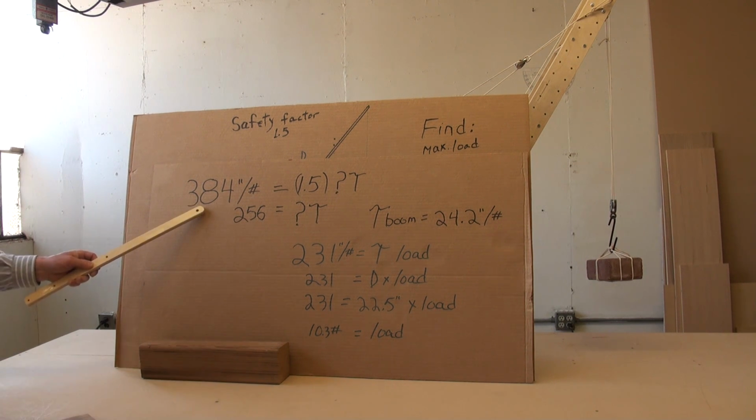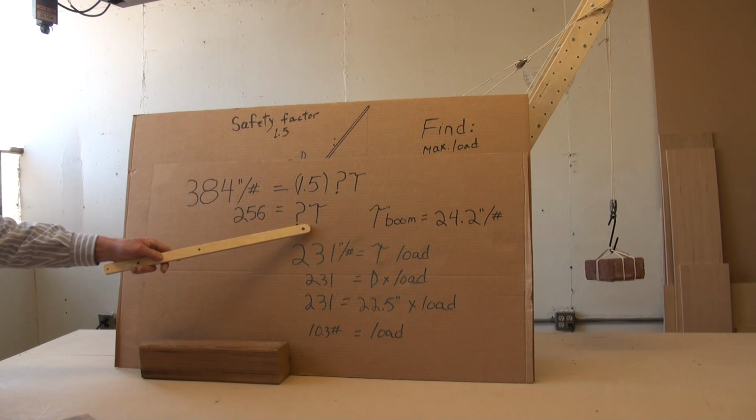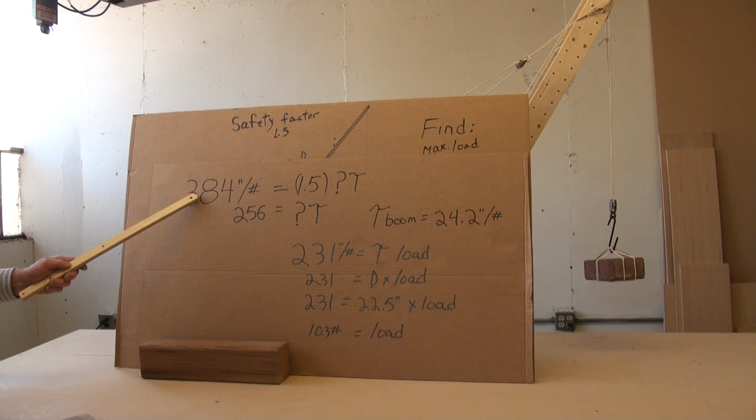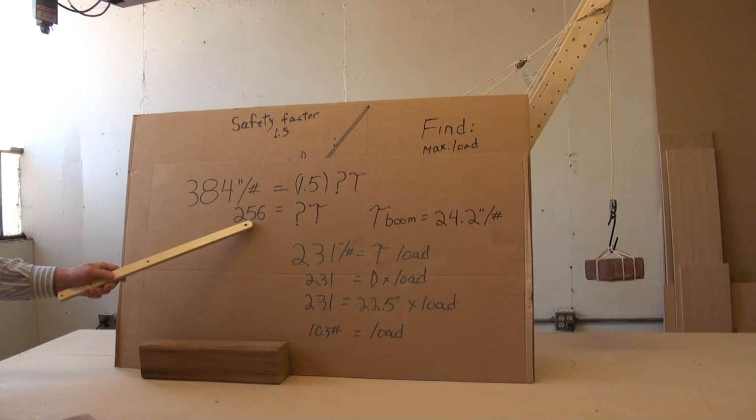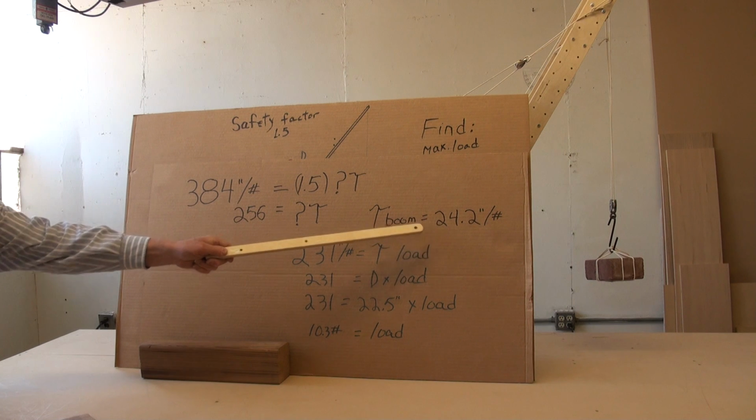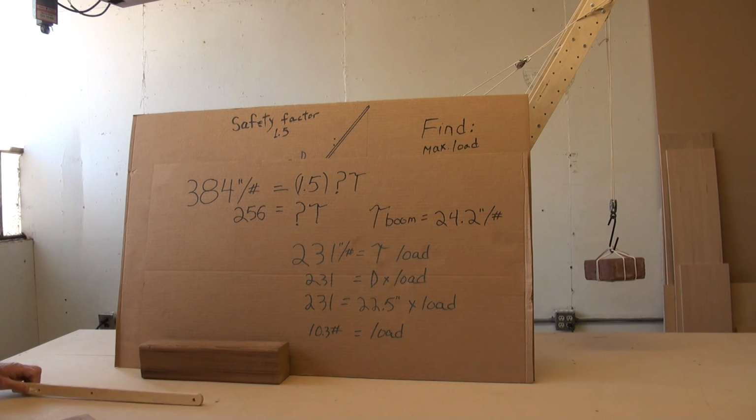So we know 384, we know 1.5. To get the combined torque on that side, simple algebra, we divide 384 by 1.5. So that's our new number. That's the 256 inch-pounds, the combined torque of the load and the boom. Now we know the torque of the boom, we figured that out already, right? 24.2, we subtract, and we got 231 inch-pounds for the torque of the load.